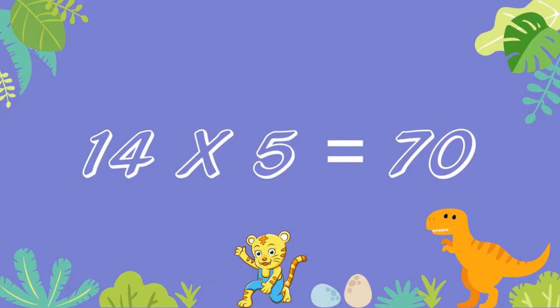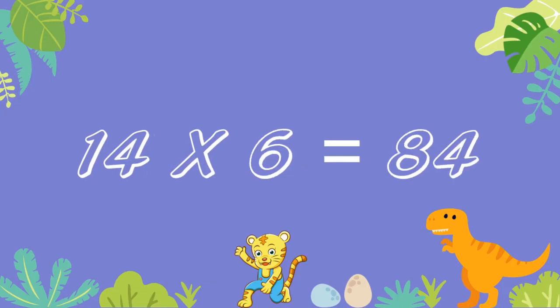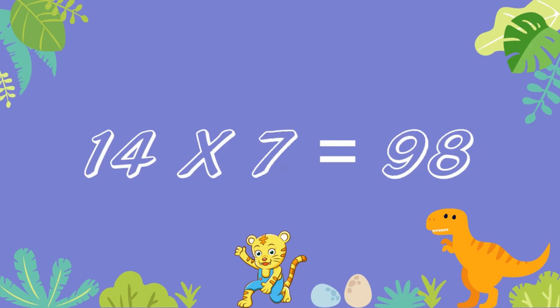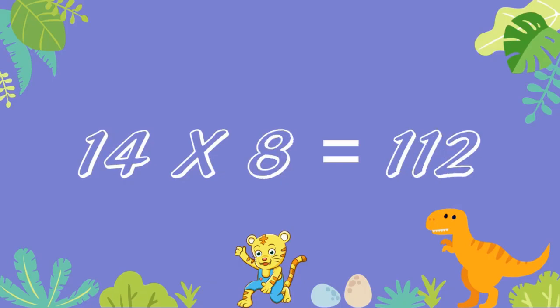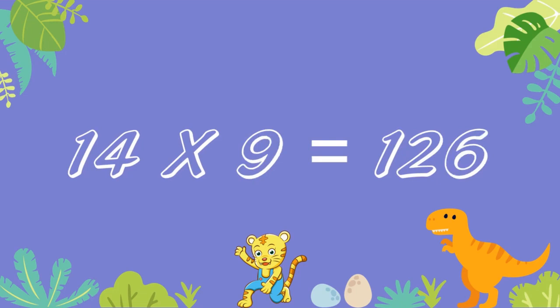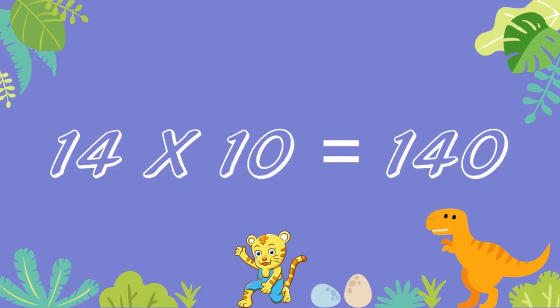14 fives are 70. 14 sixes are 84. 14 sevens are 98. 14 eights are 112. 14 nines are 126. 14 tens are 140.